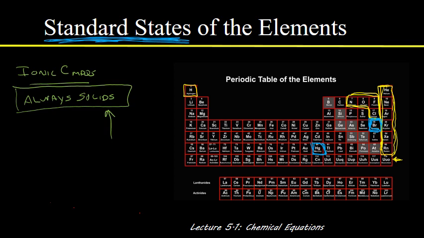If you have a molecular substance like carbon tetrachloride or nitrogen dioxide or methanol or something like that, then typically the problem will tell you whether that substance is a solid, liquid, or a gas. But for ionic compounds and for all of the elements, you should be able to predict whether something is a solid, liquid, or gas just based on the knowledge that you have.